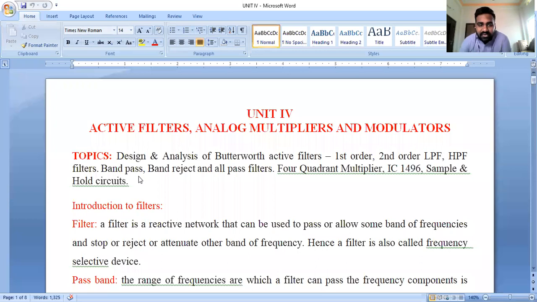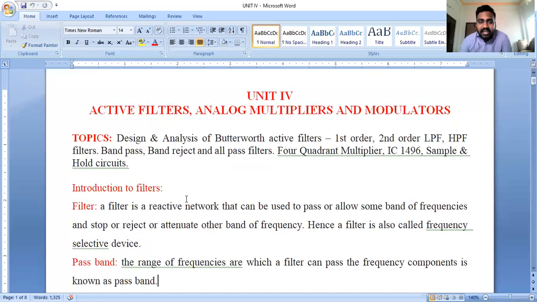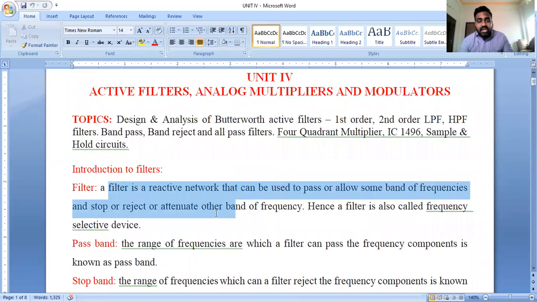First, before going into the discussion, what is meant by a filter? A filter is nothing but a reactive network, which is used to allow or pass a set or band of frequencies, and it can stop, reject or attenuate the other band of frequencies. That means the filter can allow frequencies to pass through it. It is a reactive network, and mostly a filter is nothing but a frequency selective device. As a reactive network, it will allow the signal, or it can stop the signal, reject the signal, or attenuate the signal of other bands.